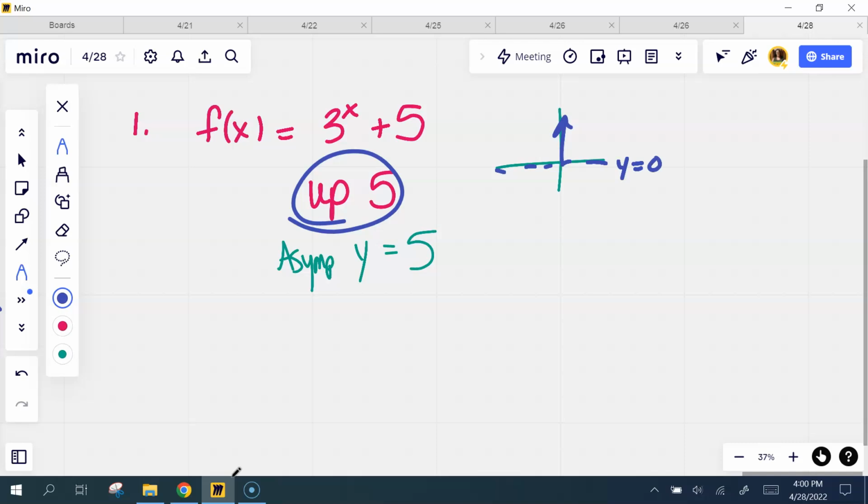It's not going to be at 0 anymore. It's going to be at, you guessed it, y equals 5. So that's why that works every time.